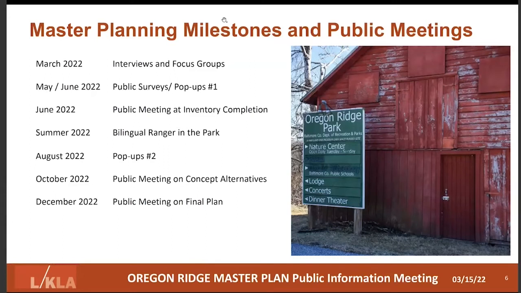So there are 3 key points of big meetings, June, October, December, and then there are a lot of pop-ups and informal outreach. And we will have an email address on the project webpage, so we can always go back and forth via that email address, and you're welcome to share information and ideas with us throughout the entire process.